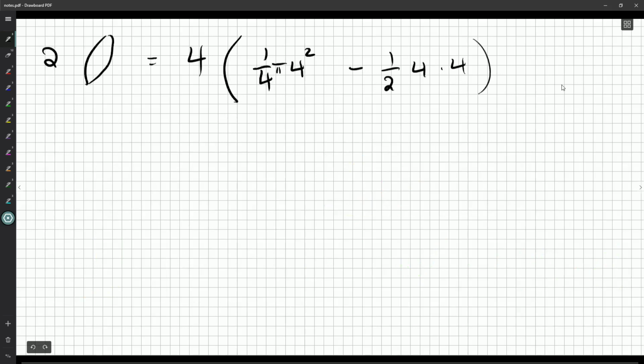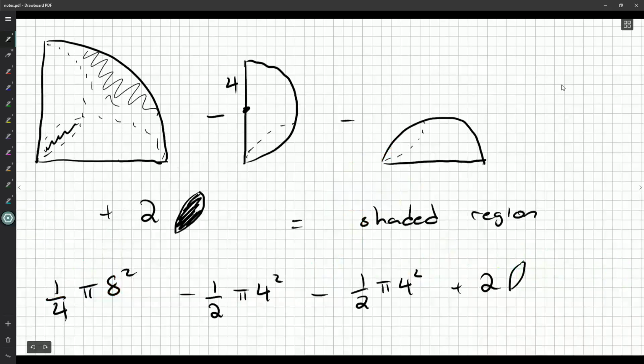So 2 times the overlap area is 4 times the quarter circle, so 1 quarter, and it's pi 4 squared, minus, and then we've got a base of 4, height of 4, so 1/2 base times height. Alright, so this 4 would cancel out with this 4, and this 4 would cancel out with this 2 to leave a 2 up on top. So we're looking at 16 pi minus 32. So that's 2 times the overlap.